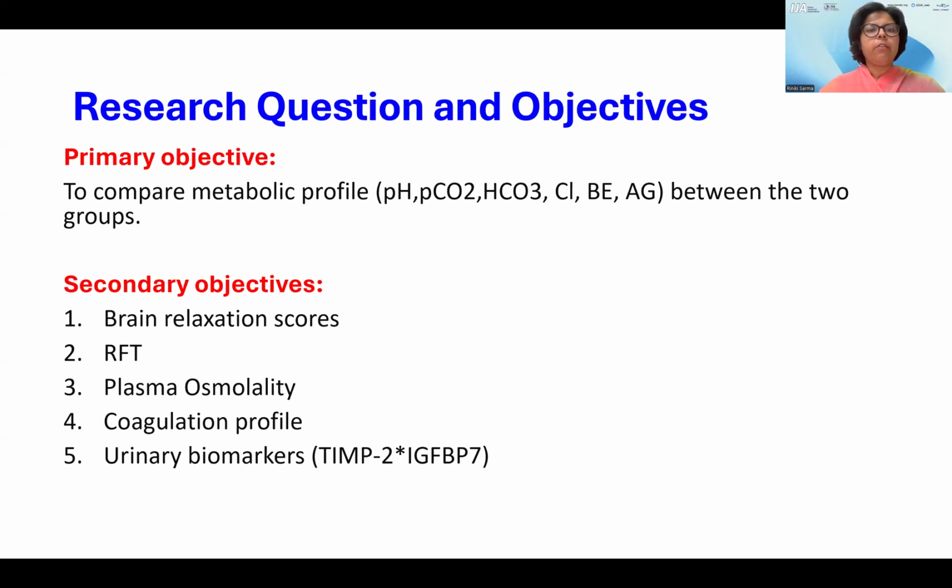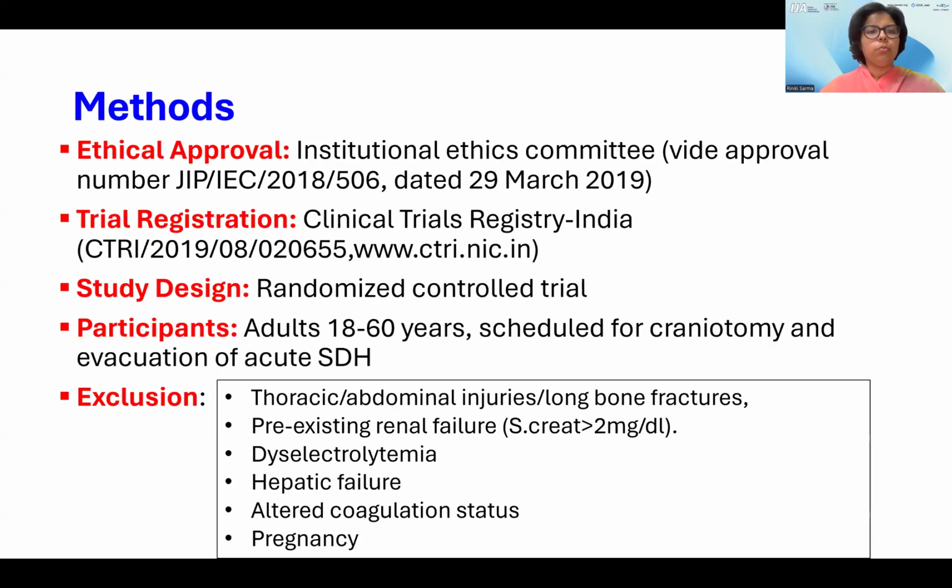So the primary objective of this study was to compare the metabolic profile in terms of pH, PCO2, bicarbonate, chloride, base excess, and anion gap between the two groups. The secondary objectives were brain relaxation scores, renal function test, plasma osmolality, coagulation profile, and urinary biomarkers, that is tissue inhibitor of metalloproteinases 2 and insulin-like growth factor binding protein 7, between these two groups.